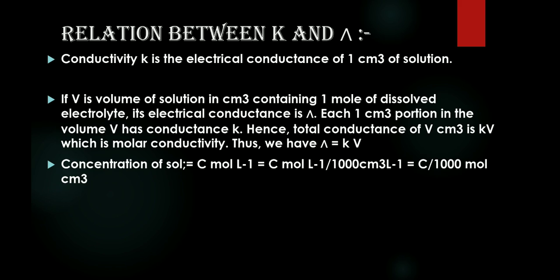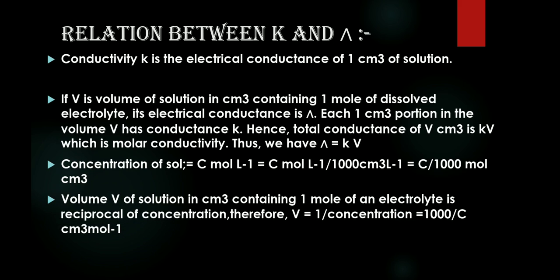Concentration of solution C mole per liter is equal to C mole per liter divided by 1000 centimeter cube per liter, otherwise equal to C upon 1000 mole per centimeter cube. So volume V of solution in centimeter cube containing 1 mole of an electrolyte is the reciprocal of concentration. Therefore, V is equal to 1 upon concentration, that will be equal to 1000 by C centimeter cube per mole.